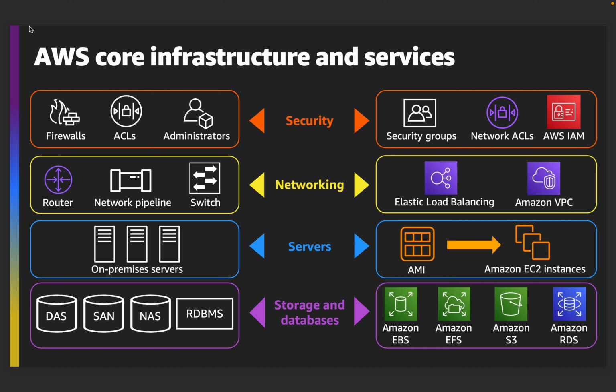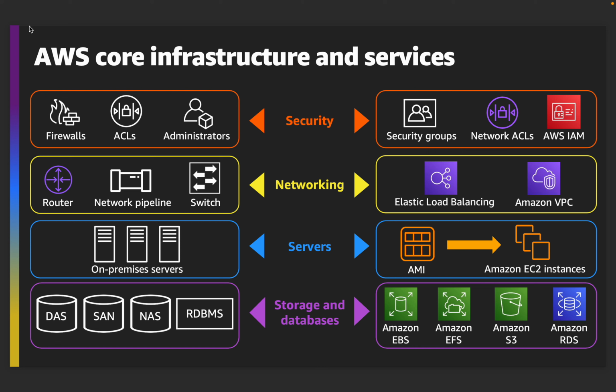In terms of storage and database, on-premises we have DAS, SAN, NAS, and RDBMS. In AWS, DAS maps to Amazon EBS, SAN to Amazon EFS, NAS to Amazon S3, and RDBMS to Amazon RDS. On-premises servers have AMI and Amazon EC2 instances. For networking on premises, we have routers, networking pipeline, and switches. In AWS, we have Elastic Load Balancing and Amazon VPC.